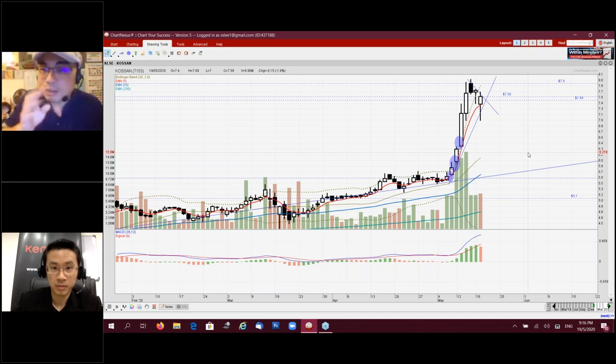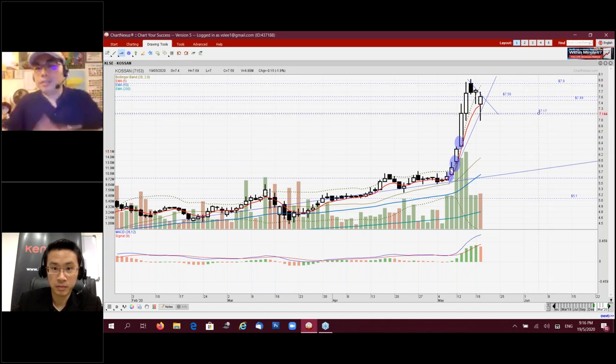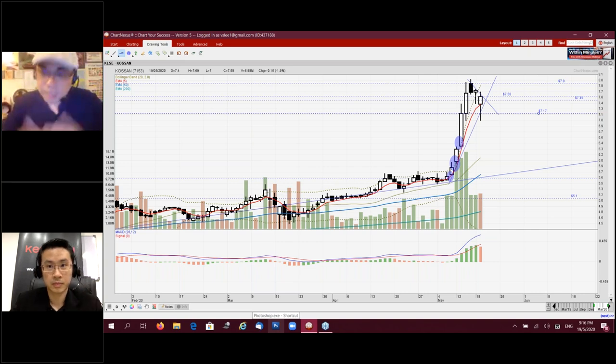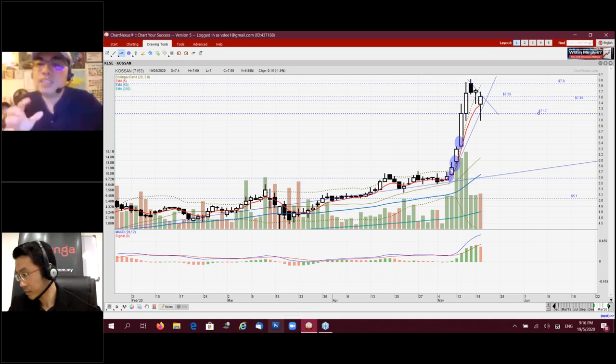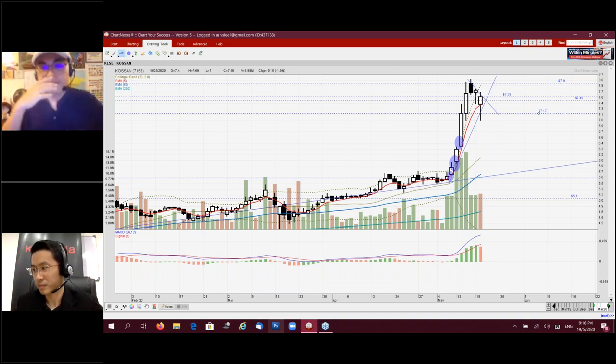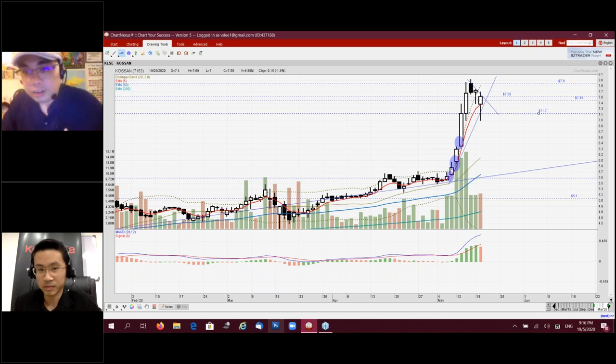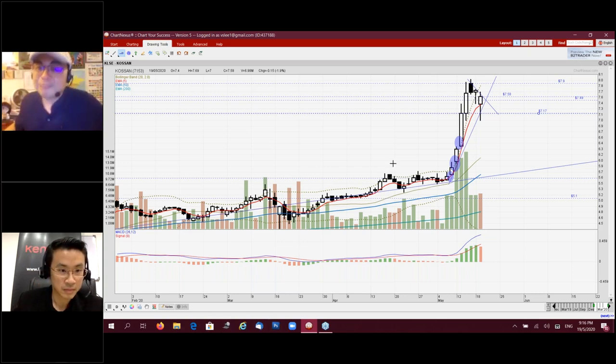If tomorrow 7 ringgit and 58 cents and below, most likely it will come down to this level, 7 ringgit and 15 cents or 17 cents. Okay, it may come down to this level. Is it still in the game? My answer is yes, it's still in the game. I didn't say it cannot, because I said you need another formation.